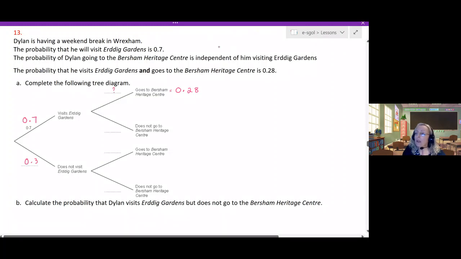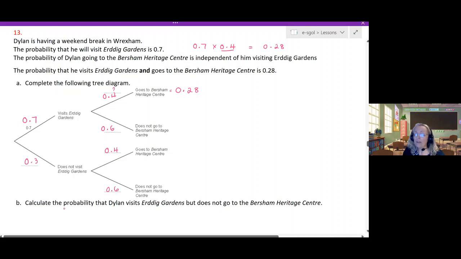So I'm saying 0.7 multiplied by something gives me 0.28. And I know that 7 4s are 28, so this must be 0.4. So I must have 0.4 here. And that means I must have 0.6 here because the branches, each pair adds to 1. So this is 0.4 and this is 0.6.